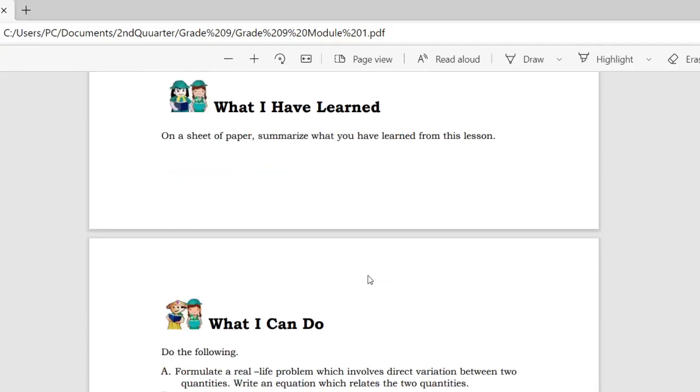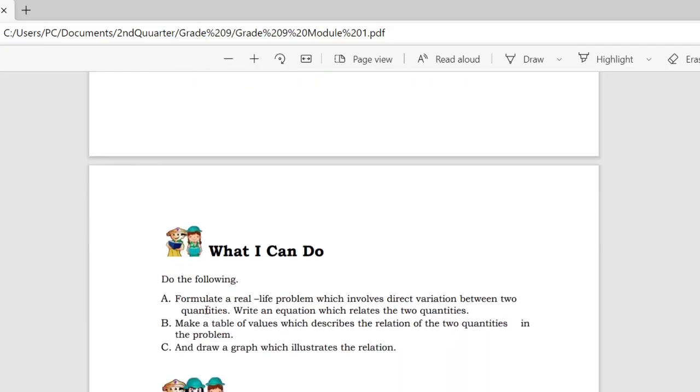On a sheet of paper, summarize what you have learned from this lesson. Do the following. Formulate a real-life problem which involves direct variation between two quantities. Write an equation which relates the two quantities. So, formulate a real-life problem that involves direct variation. What do you see in real life, a real-life problem, which illustrates direct variation?